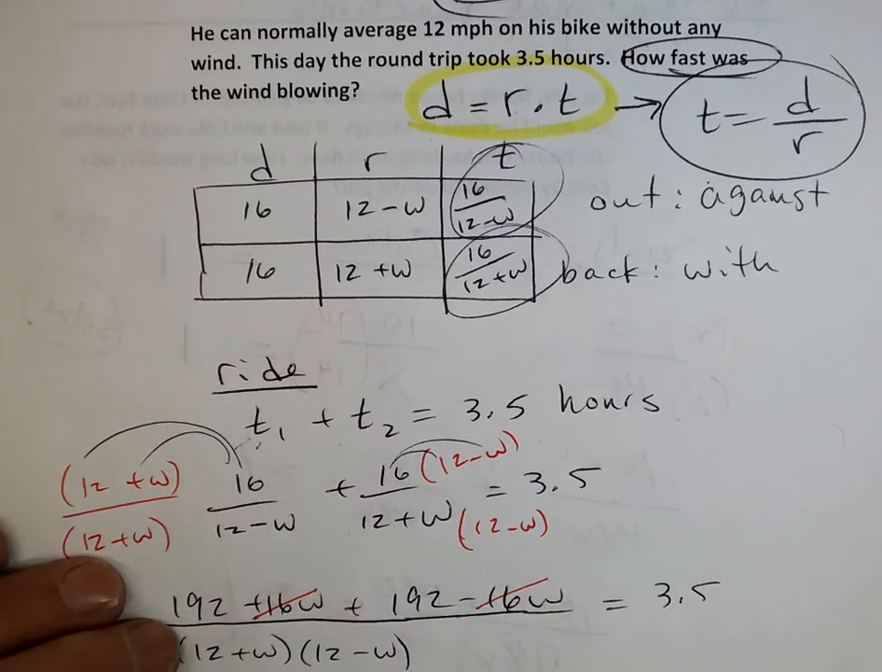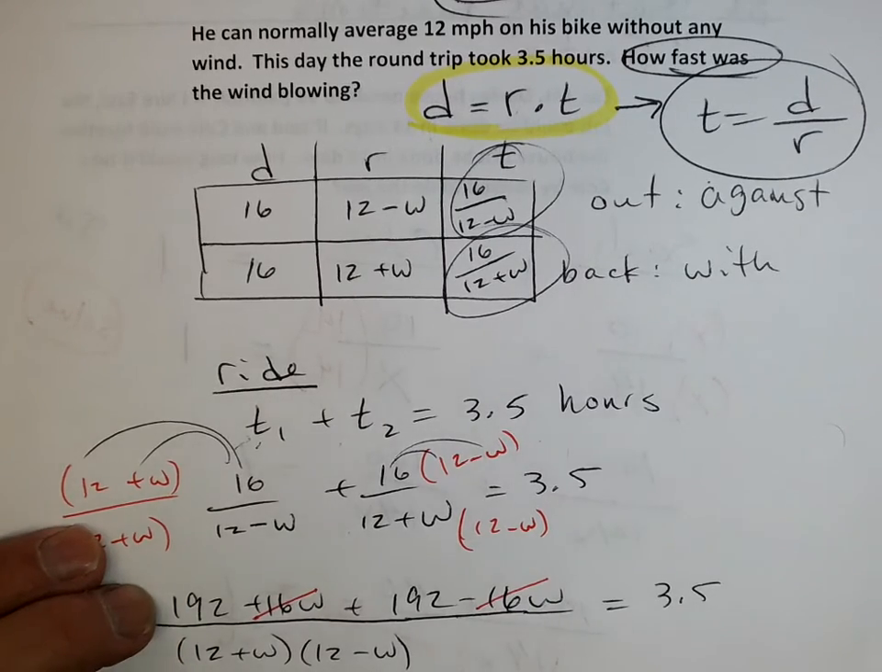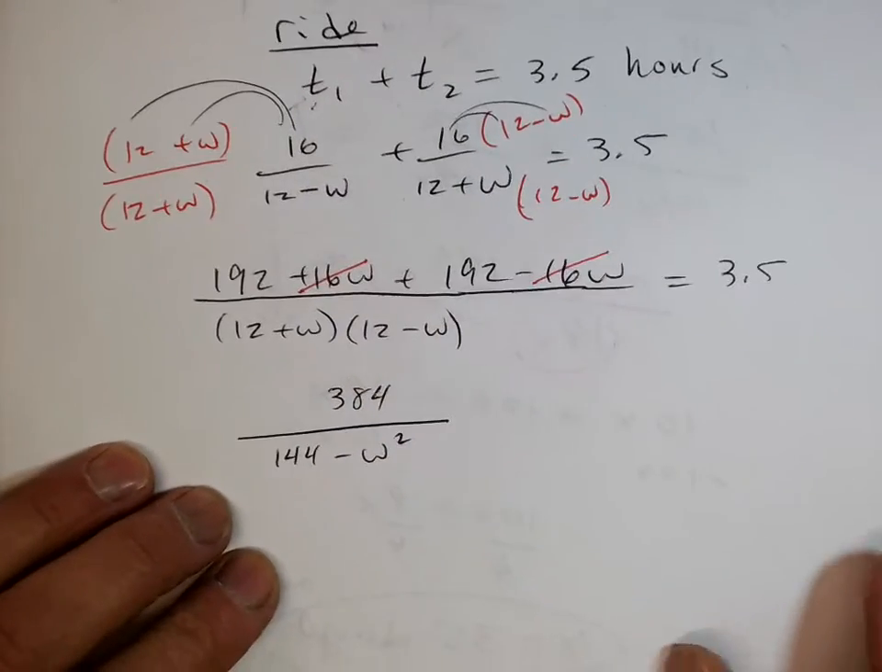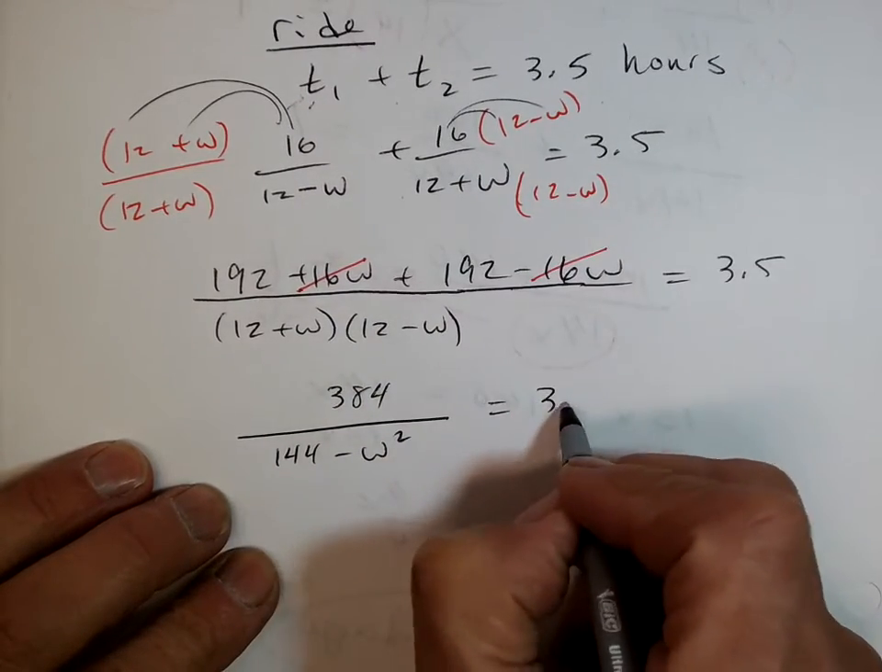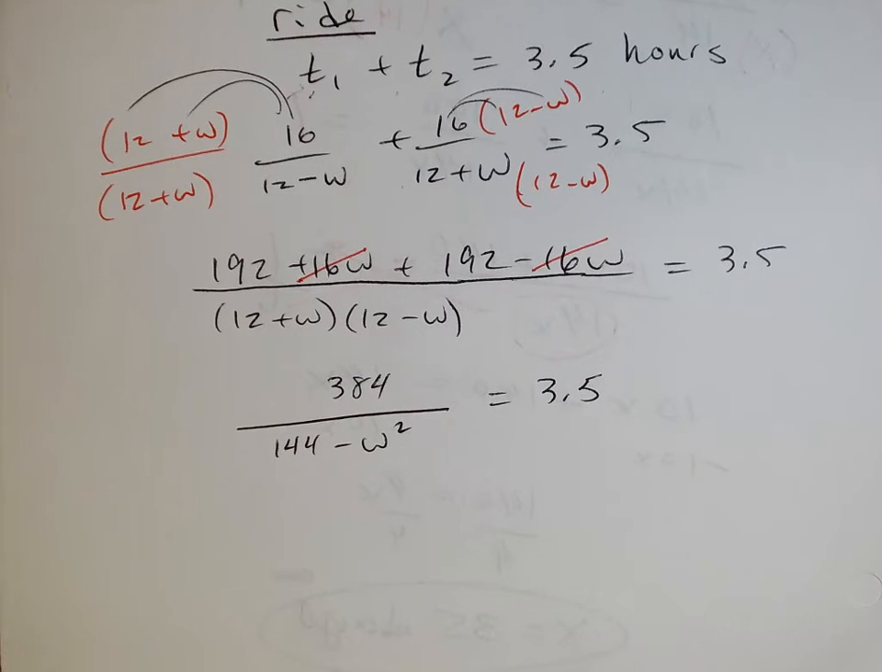So this is 384 over, and let's do what Isaac suggested. I think that's a good idea. So it's 144 minus W squared. Yeah, totally right. I think that's a great idea. Equals 3.5. Okay, great idea. Now it's getting a little less complicated.